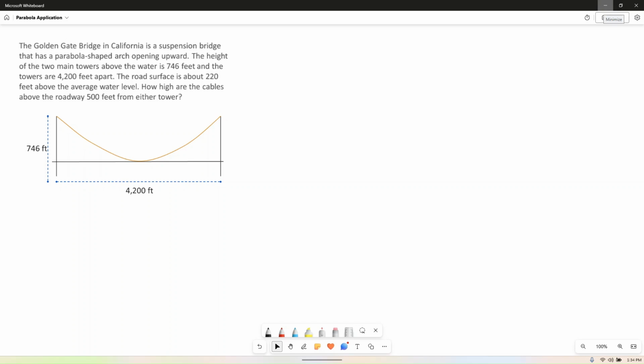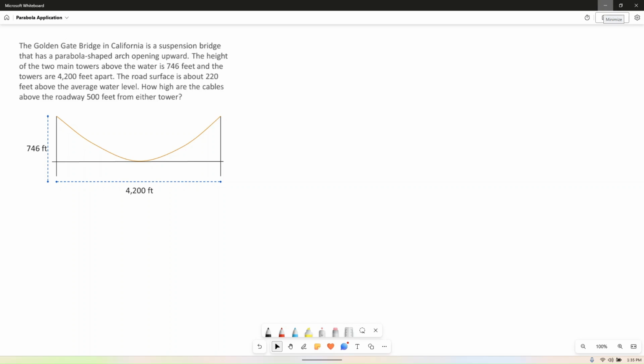The road surface is also roughly about 220 feet above the water level. What we want to do is figure out how high the cables are above the roadway, not above the water, but above the roadway, at a distance of 500 feet from either of the towers. We can pick whichever tower we want because the parabola is going to be symmetric.